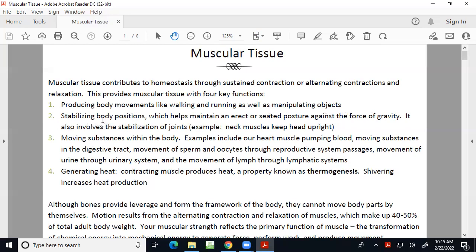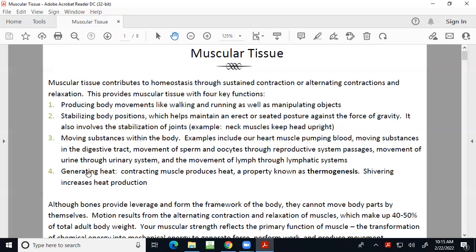Same thing for number 2, stabilizing body positions, things like helping to maintain an erect or seated posture against the force of gravity, as well as stabilizing joints, like the neck muscles keeping your head upright. That is also just strictly skeletal muscle. Number 3 relates to the other 2 types, moving substances in the body, like our heart muscle pumping blood, moving food through the digestive tract, sperm and oocytes or egg cells through the reproductive system passages, moving of urine through the urinary system, lymph through the lymphatic system. I could list many, many more.